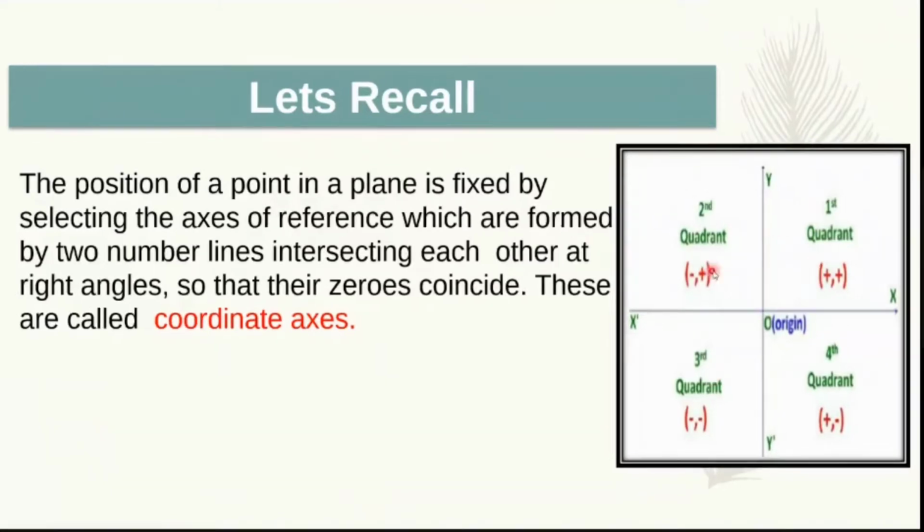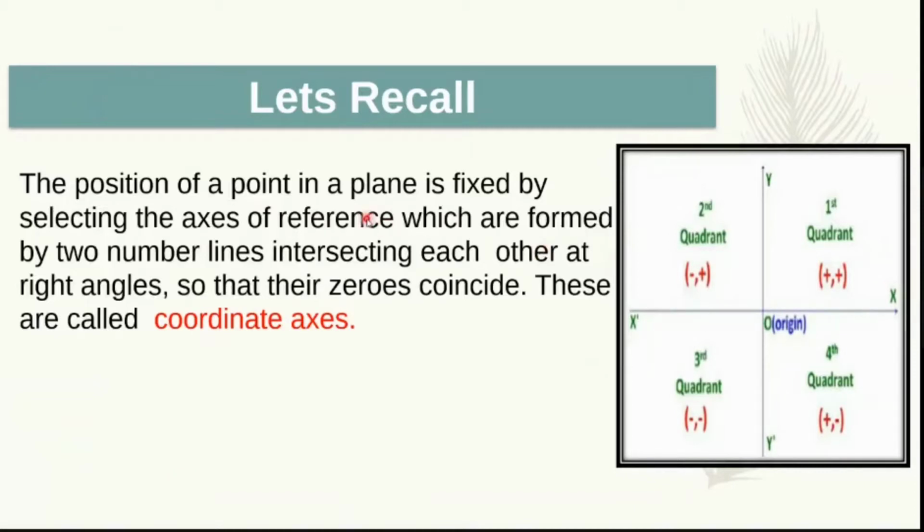Now, how do I decide that? I'll divide this complete sheet into four parts. Each part will be called a quadrant. First of all, I'll find out in which quadrant the point is, and then I will find out its distance from these two lines, and that will give me the position of the point.